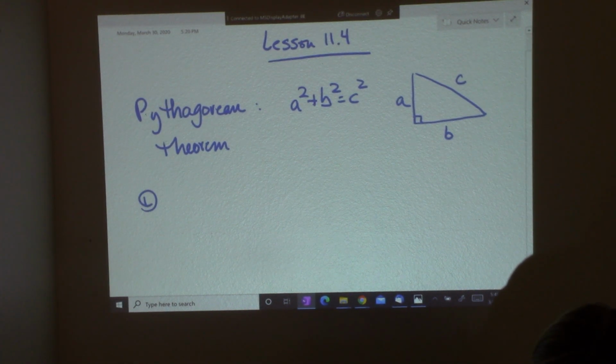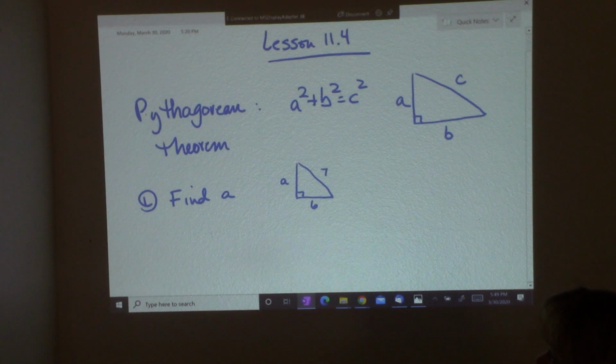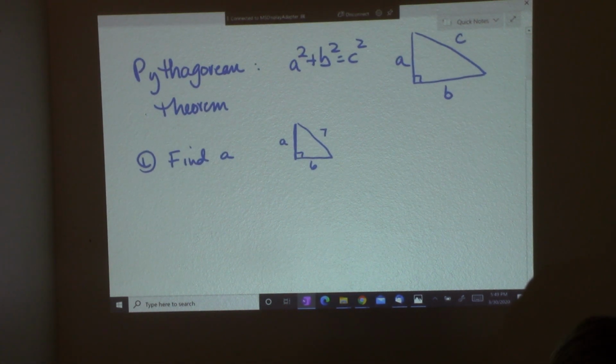Number one, find A. And here is the picture. A, 6, and 7. So I want to find the height right here, this leg of my triangle. So A, I don't know. My other leg is 6, so I'm going to add 6 squared. And then the hypotenuse I know is 7 squared.